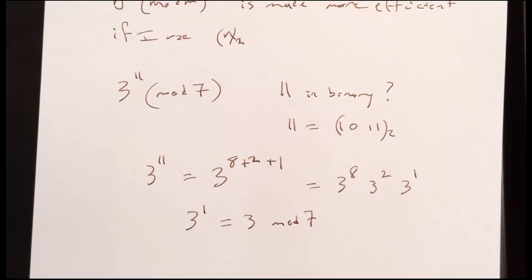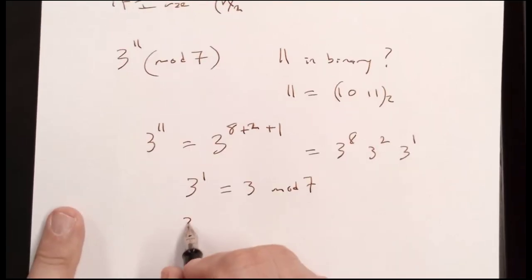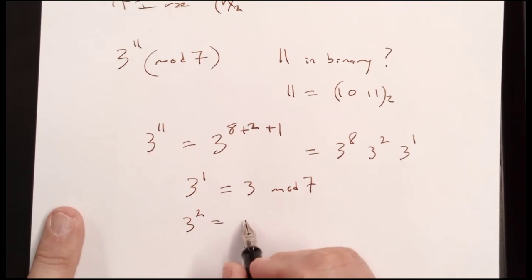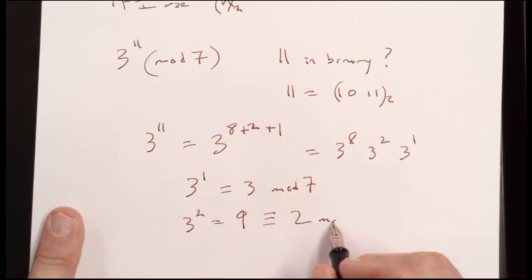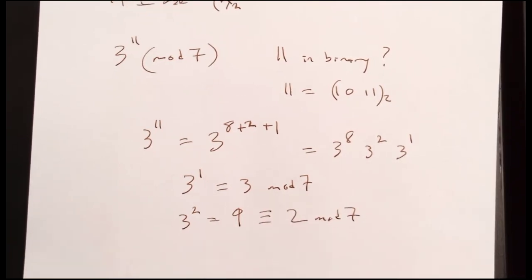Last time I checked, 3 to the 1st was just 3. Divide by 7, give me the remainder. You get 3. Square that, mod 7. Right? Because 9 is 1 seven with 2 left over. I want 3 to the 4th mod 7. I'm going to square it again.